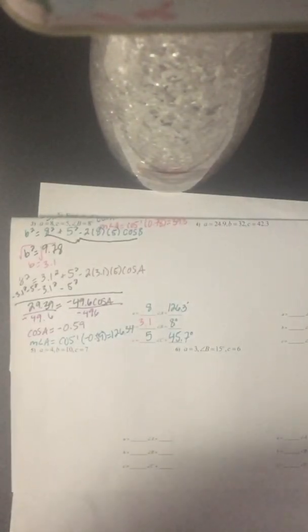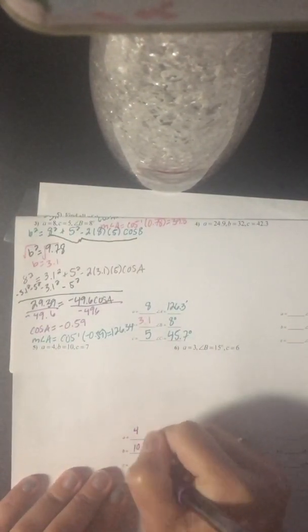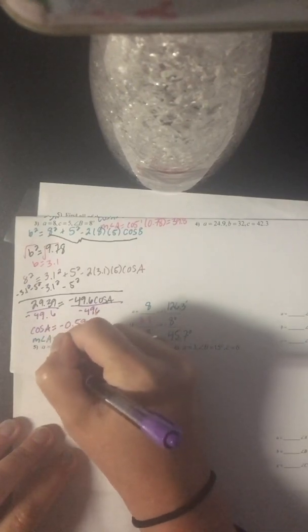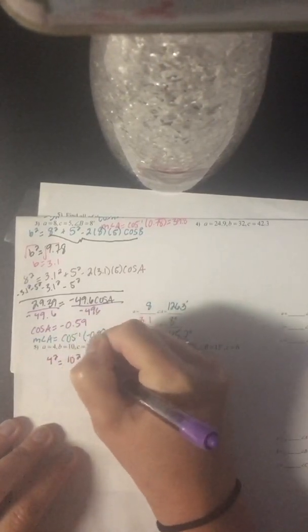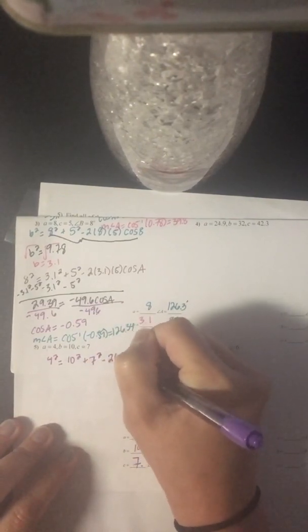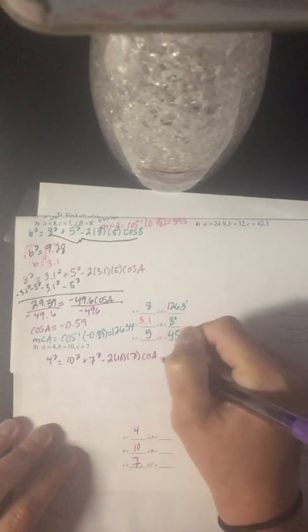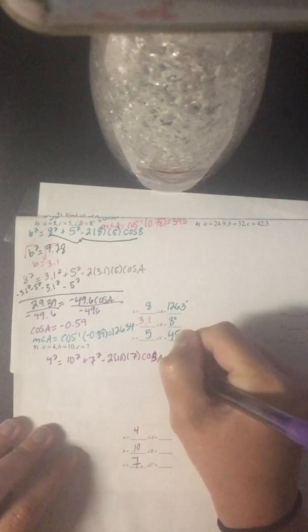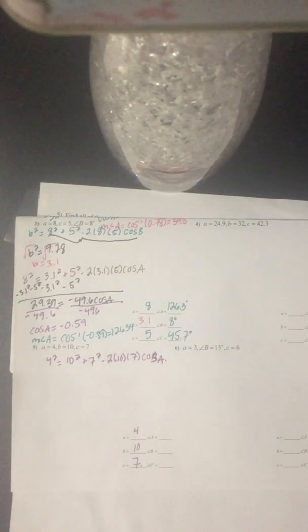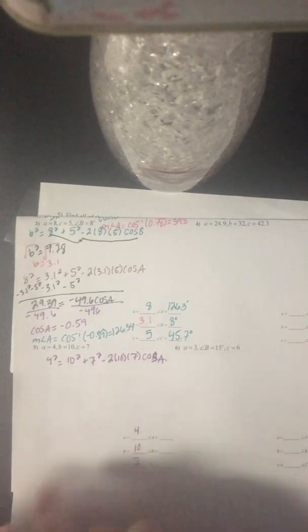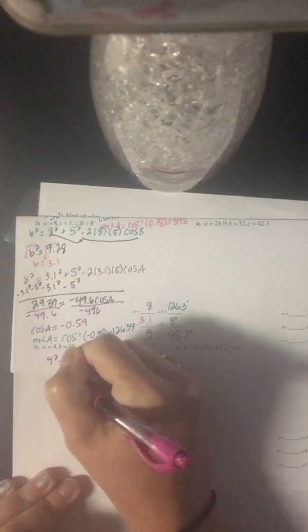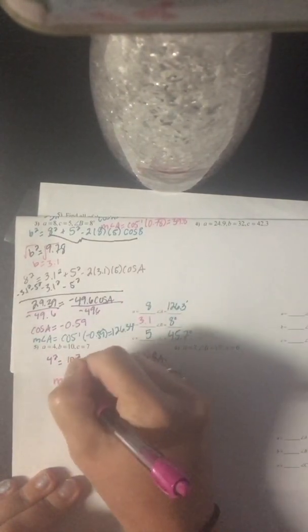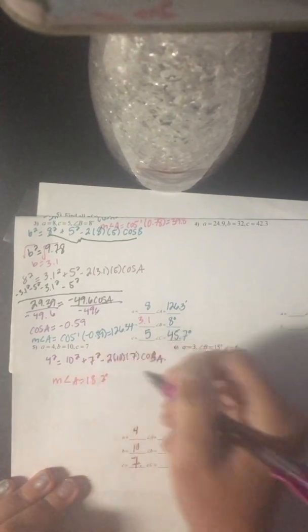All right, let's look at number 5. On number 5, we're given 3 side lengths. So it doesn't matter which of the 3 formulas we use. So A is 4, B is 10, C is 7. So to find angle A, we would say 4 squared is equal to B squared plus C squared minus 2 times B times C times the cosine of A. Okay, after you subtracted 10 squared and 7 squared and divided and found the cosine, you would get the measure of angle A. So we're going to do the same thing here as we did in the last problem. The measure of angle A is equal to 18.2 degrees.